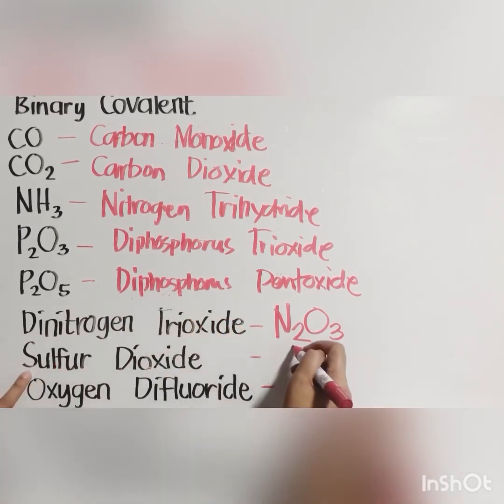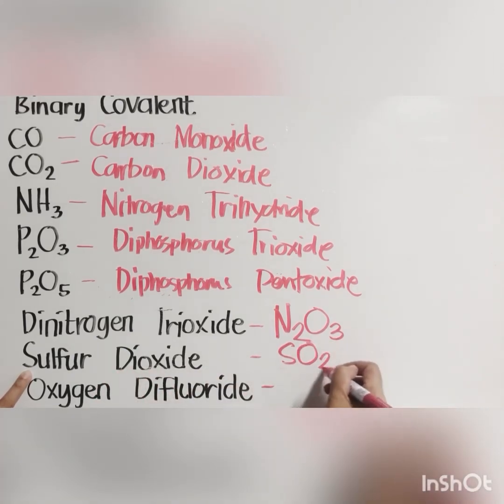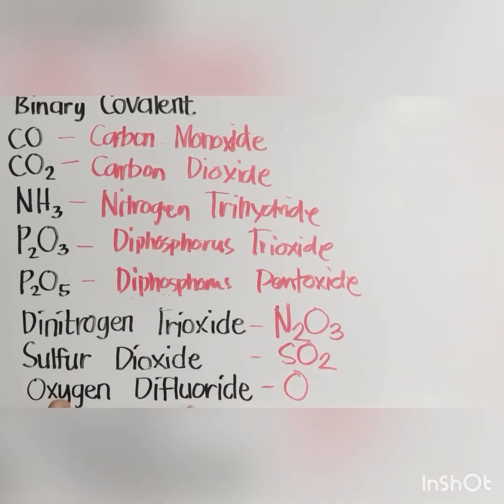How about this? Only 1 sulfur and then oxygen. How many? Di. Di means 2. So that is SO2. Oxygen, only 1 oxygen. Difluoride, which means you have 2 fluorine atoms. So OF2 for oxygen difluoride.